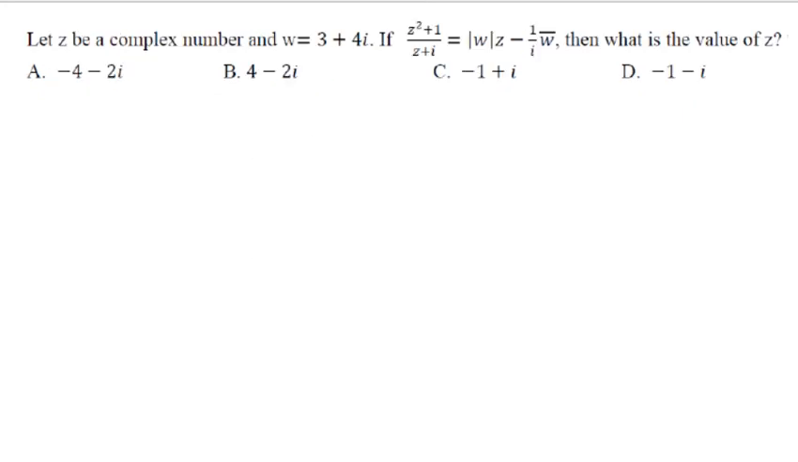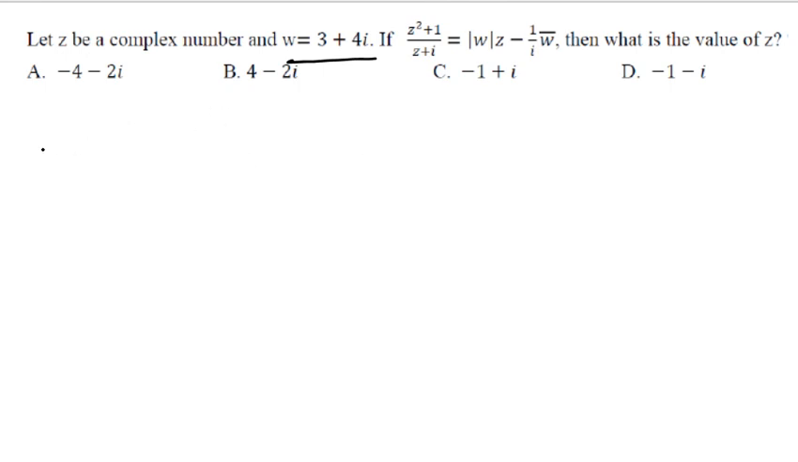Very good. The last question for today. The last question here for today, it says W is equal to 3 plus 4i, and then if z squared plus 1 over z plus i equals the modulus of W times z minus 1 over i times the conjugate of W, it says.